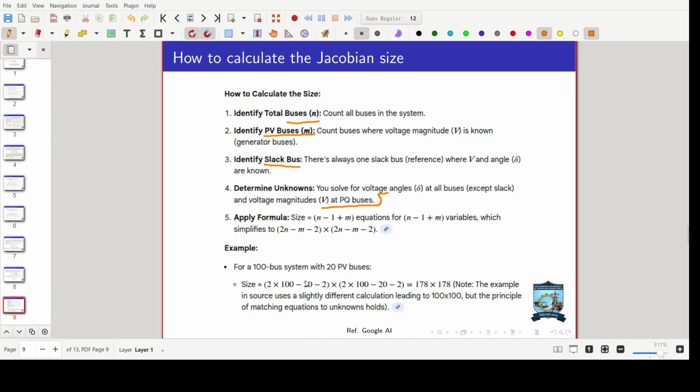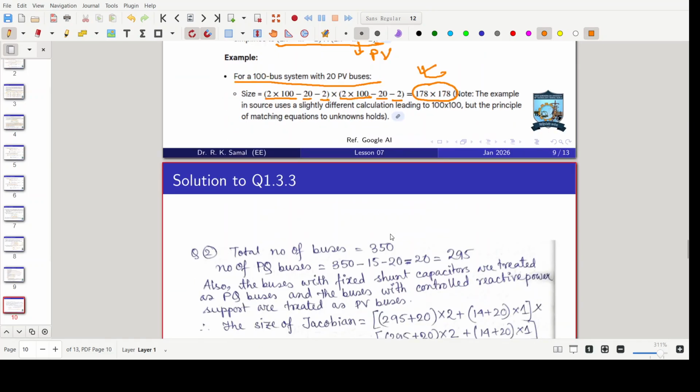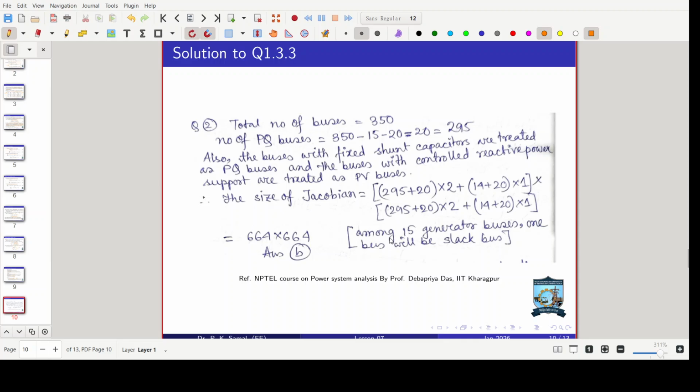See here. We have to use this equation, 2n minus m minus 2, where m is the number of voltage control buses. Suppose there is a 100 bus system with 20 PV buses, then we get 2 into 100 minus 20 minus 2, which is 2 into 120 minus 2, giving 178 by 178. So this is the size of the Jacobian. Now the same principle can be applied to question number 1.3.3. So we'll move to the questions.